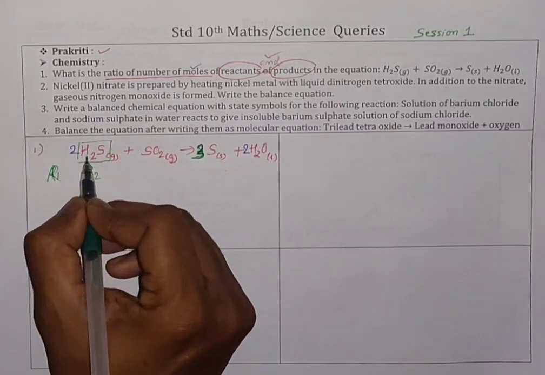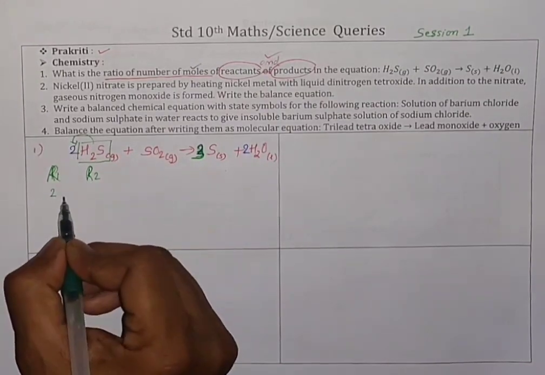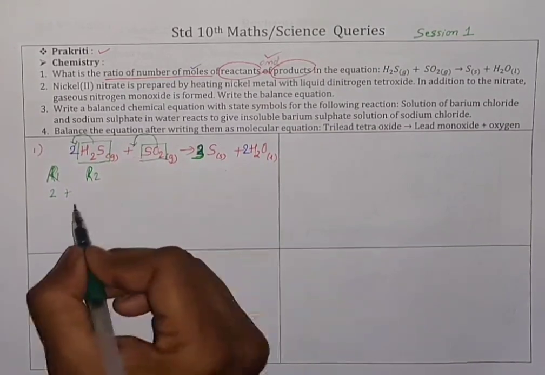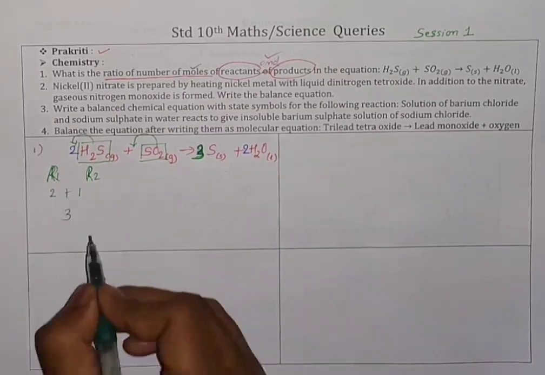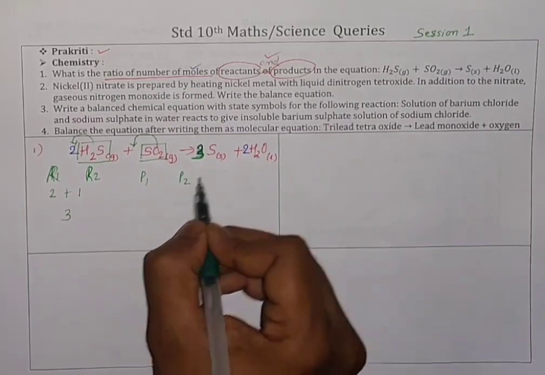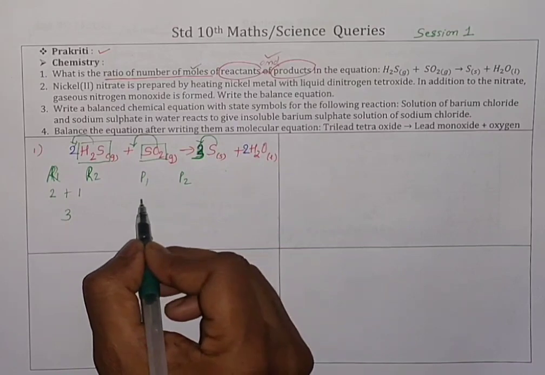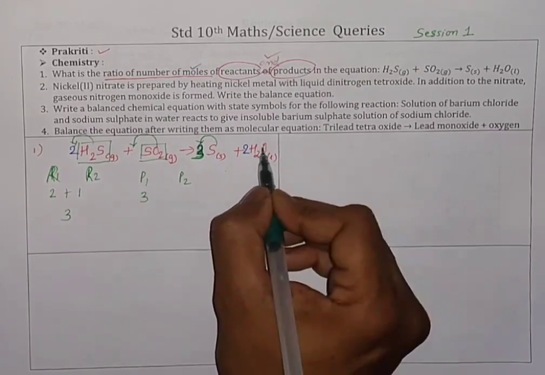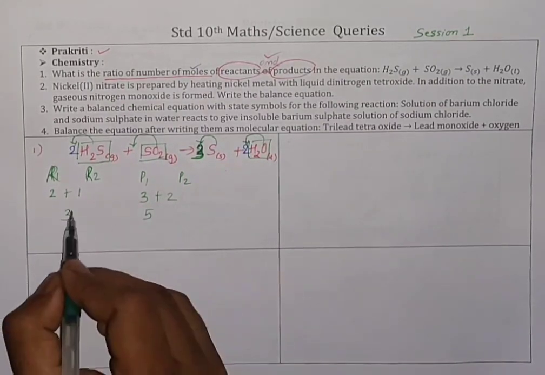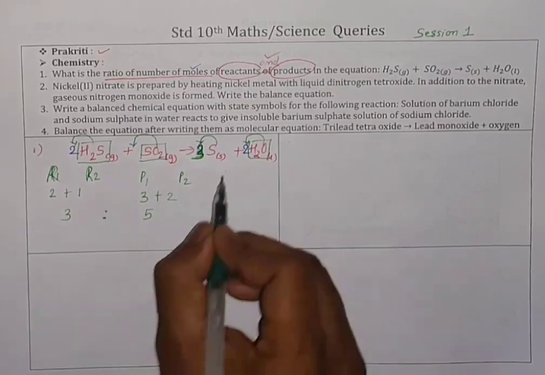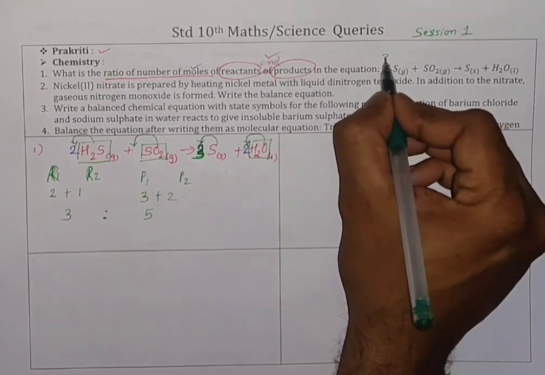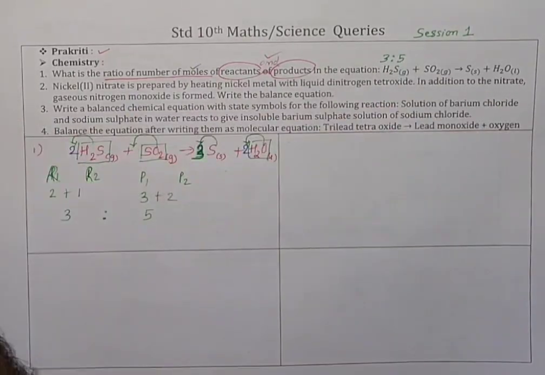Reactant 1 है हाइड्रोजन सल्फाइड. कितने मॉलिक्यूल्स रिएक्ट हो रहे हैं? 2. और रिएक्टेंट 2 है सल्फर डाइऑक्साइड, उसके कितने मॉलिक्यूल्स हैं? 1. So total molecules on reactant side is 3. Now product, 2 products, so I am writing product 1 and product 2. What are the molecules? Number of molecules of sulfur, first product, 3 और नंबर ऑफ मॉलिक्यूल्स ऑफ वाटर 2. सो आप प्लस कीजिए 5. So total moles of reactants are 3 and the total moles of products are 5. So the ratio which is asked is 3:5. I hope that is clear.